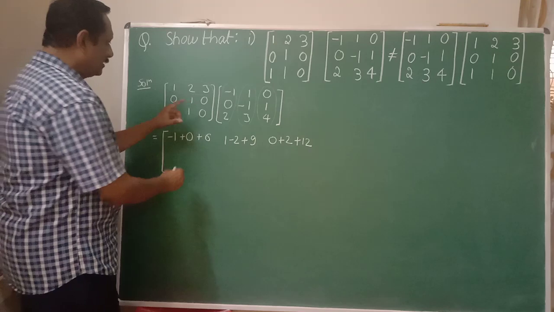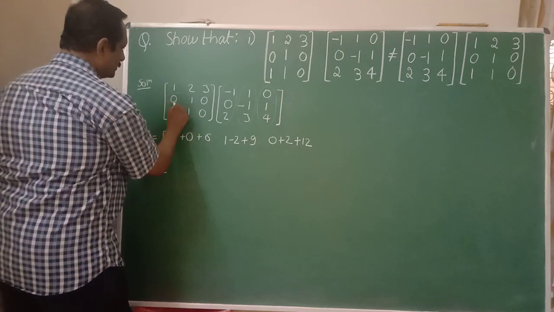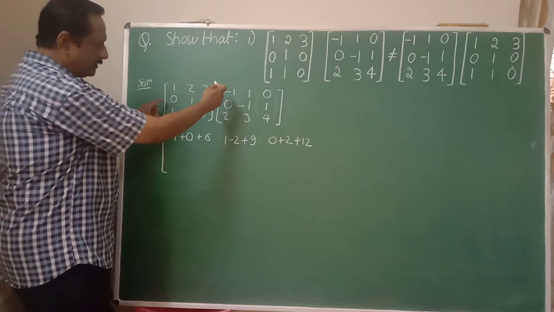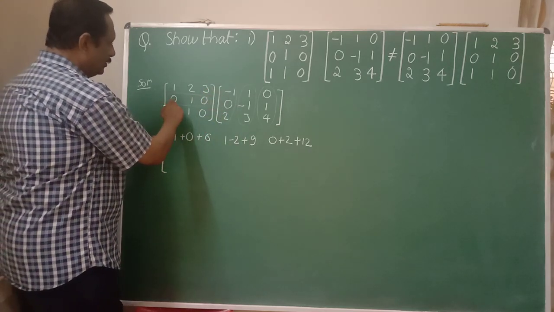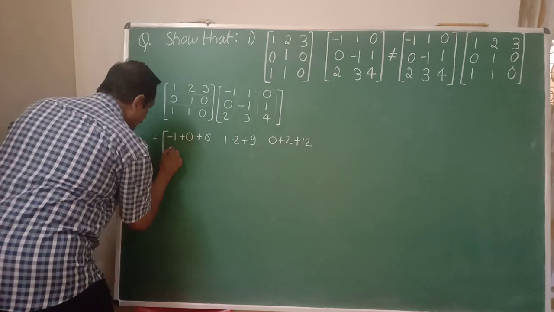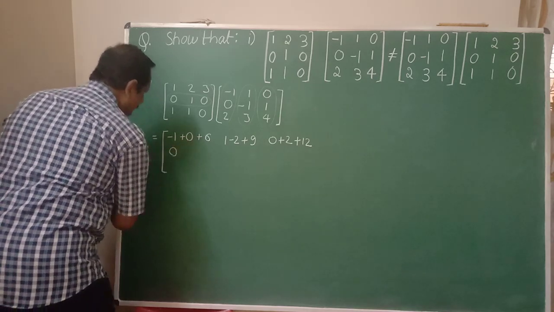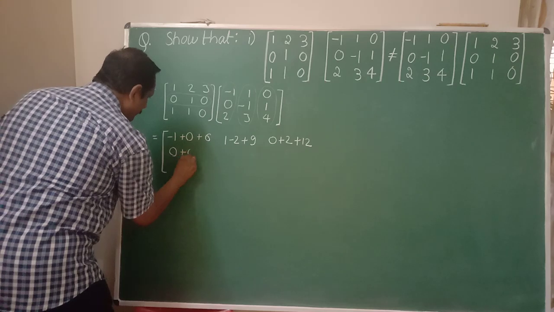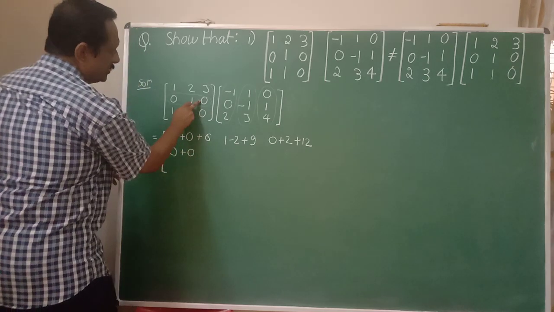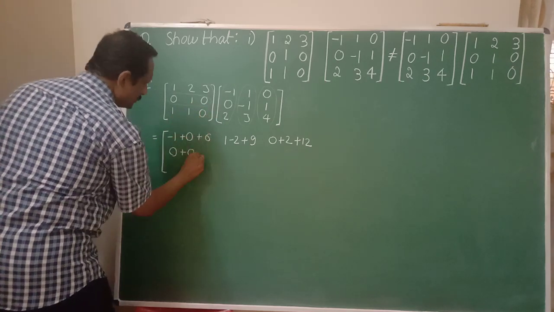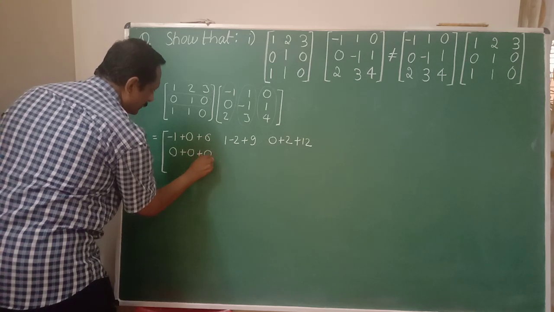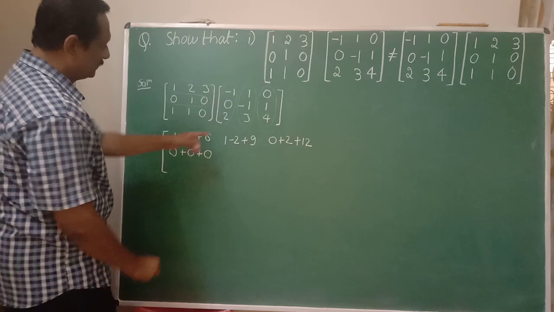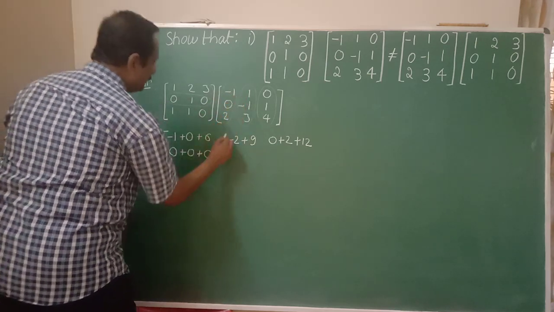Then take the second row here. Multiply the second row with the first column here. 0 into minus 1 becomes 0. So this is 0 here. 1 into 0 becomes 0, plus 0. 0 into 2 becomes 0 here, so plus 0. Then multiply the second row with the second column here. 0 into 1 becomes 0.